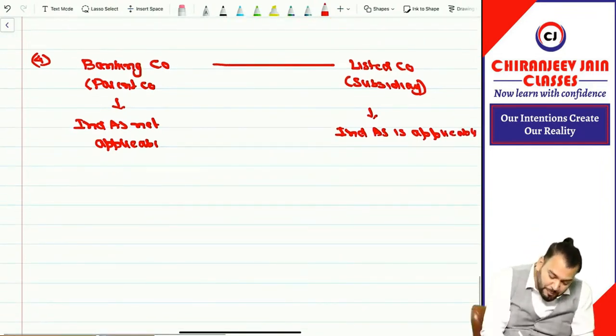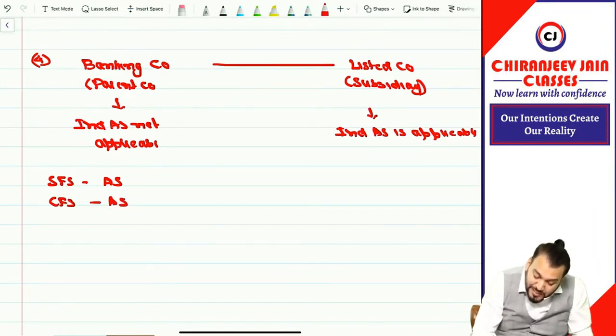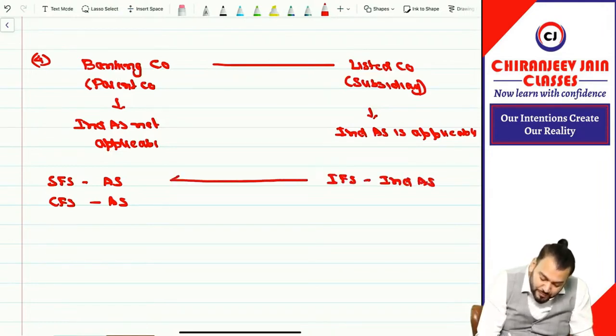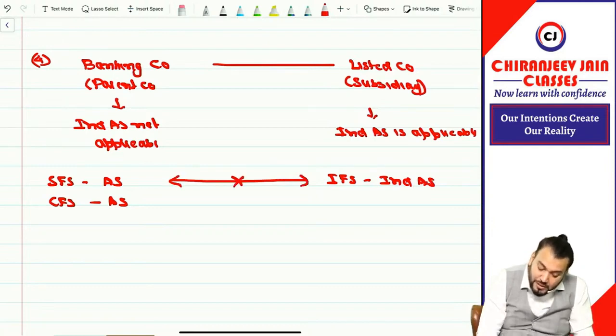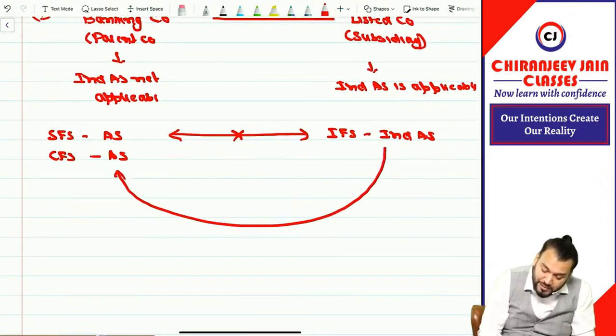Now, this banking company will prepare its separate financial statement based on AS, and consolidated financial statement based on AS only. But this listed company will prepare its individual financial statement based on Ind AS. Whether we can consolidate? Not possible. Therefore, now for consolidation purpose, they will provide information based on what?